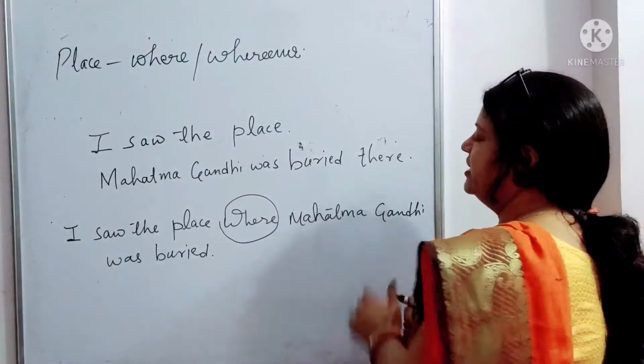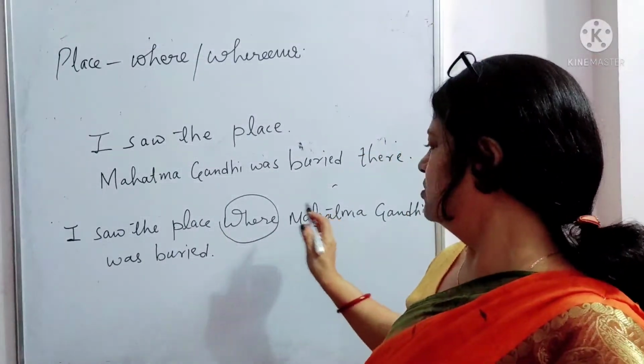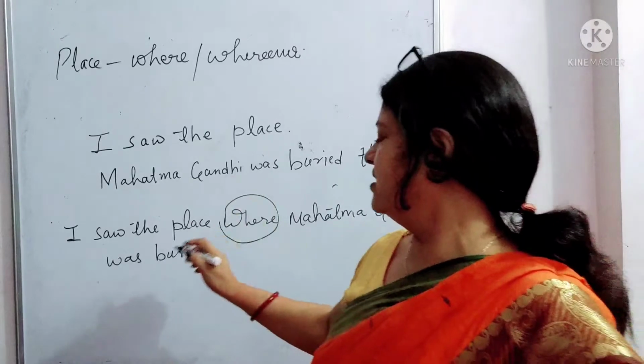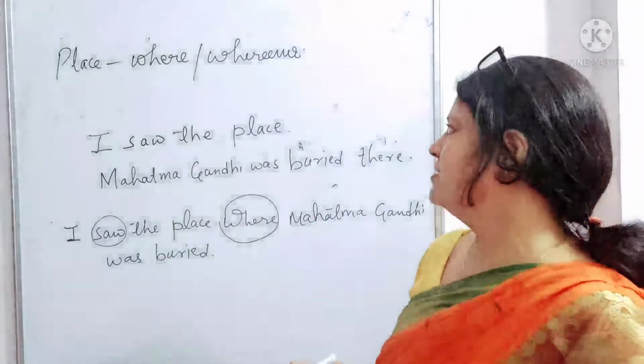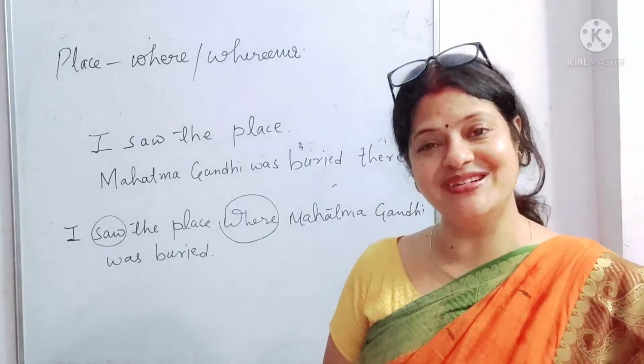So this is the subordinating clause and this is the principal clause. And this subordinating clause, which is starting with the subordinating conjunction where, is modifying the verb saw in the principal clause. I hope that you are able to understand what I am trying to make you understand.